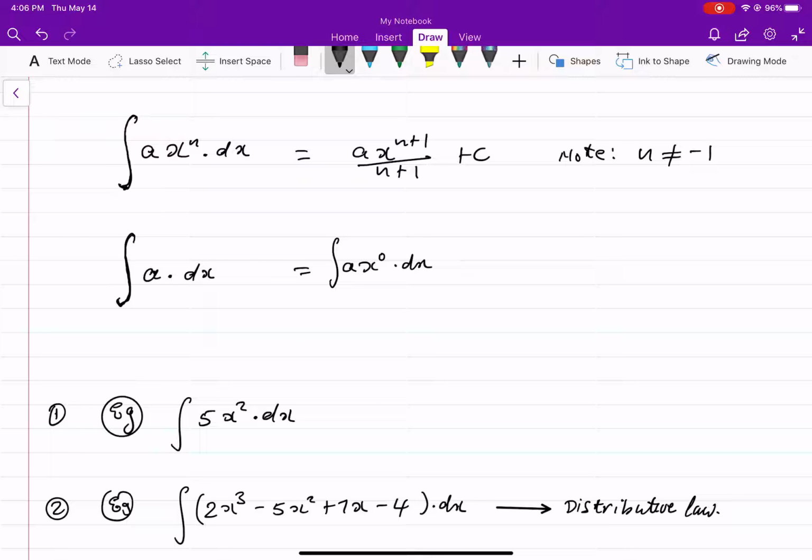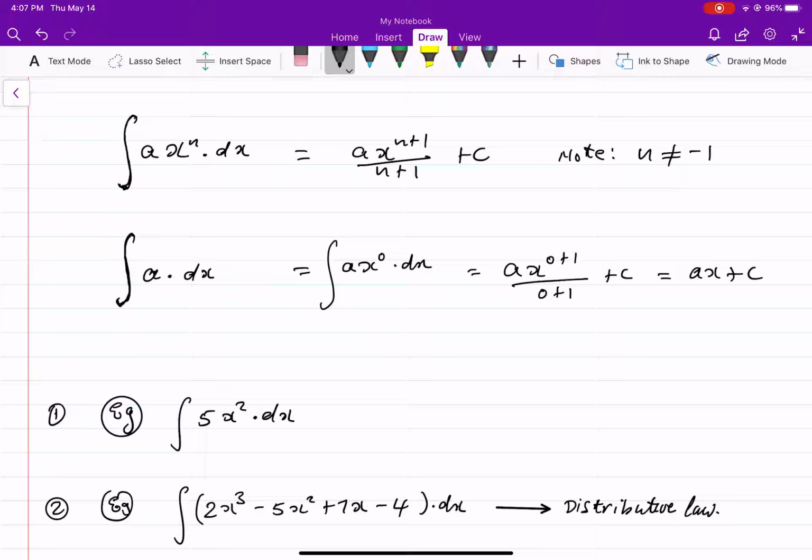So by writing it as a times x to the 0, I've written it in terms of ax to the n. Remember the only restriction is that n must not be minus 1. They didn't say anything about n not being 0. So that power n could definitely be 0, as I've shown there. And therefore, the integral of ax to the 0 dx would be a times x to the 0 plus 1, n plus 1 upon n plus 1, plus c. The result in this case, x to the 0 plus 1 is just x to the 1, or x, divided by 1 is just x again. So the result is ax plus c.